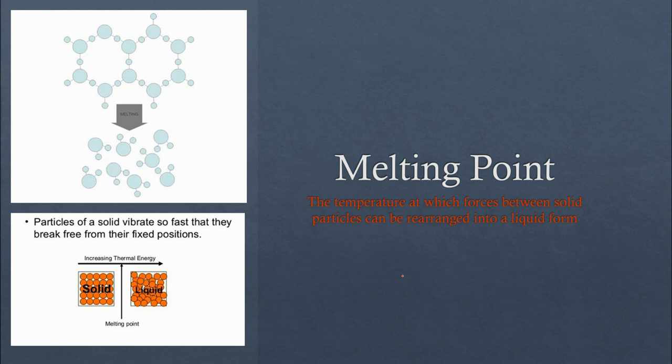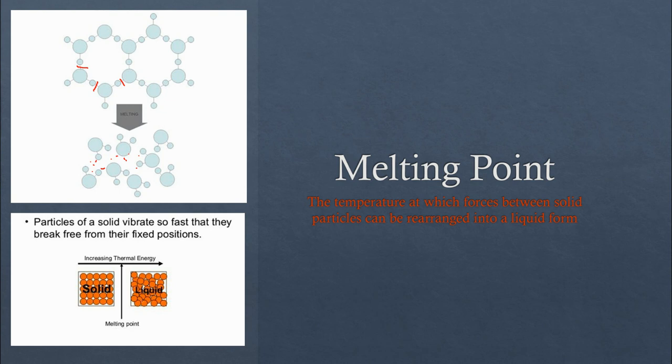Melting point is the temperature at which forces between solid particles can be arranged into a liquid form. So here we have solid ice. When we are a solid substance, we can call it ice. When we melt it, we're breaking some of these intermolecular attractions, intermolecular forces, and therefore the water molecules can then move more freely, but they still have attractions in between them. There's still intermolecular attractions in them, but they can rearrange now.